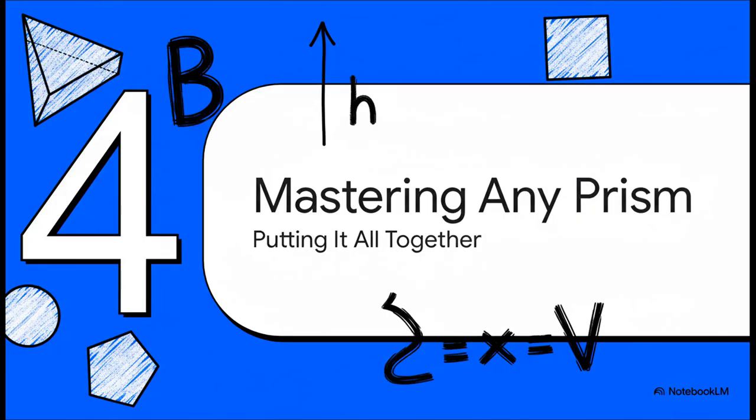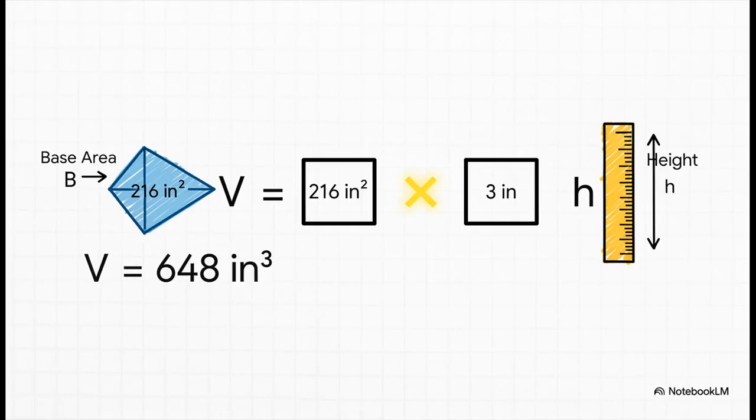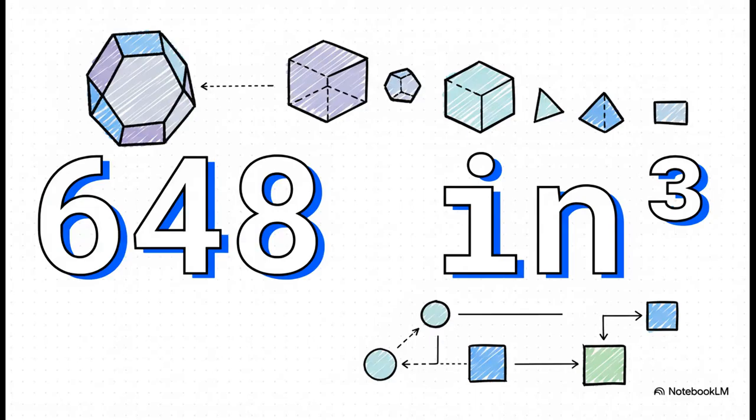All right, now it's time for the victory lap. We have our B, we already have our H, and we have our universal formula. Let's put it all together and get our answer. So we go right back to our trusty friend V equals B times H. We plug in the base area we just worked so hard to find, 216 square inches, and we multiply it by the prism's height, which is 3 inches. And bam! 648 cubic inches. That's the volume of that strange-looking prism. By breaking down the problem, we made it totally simple. And this method, it'll work every single time.